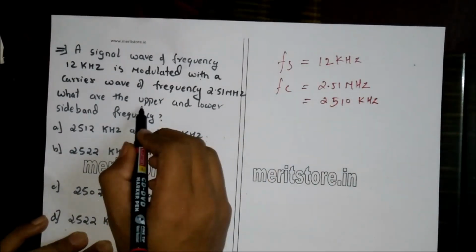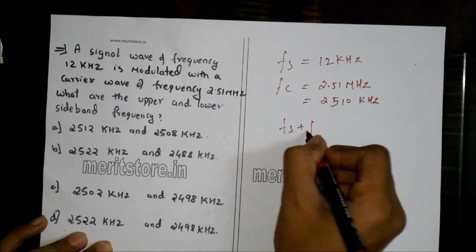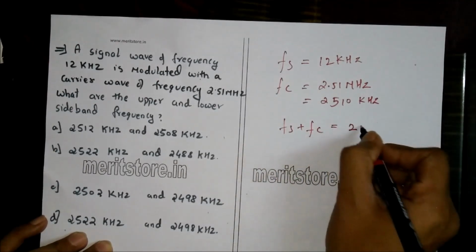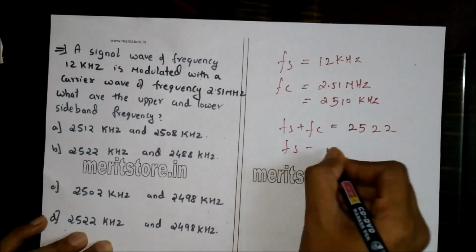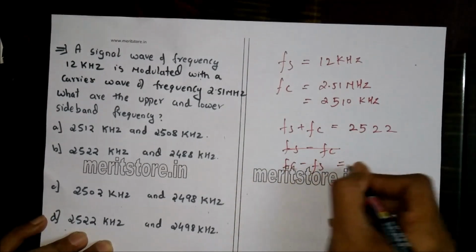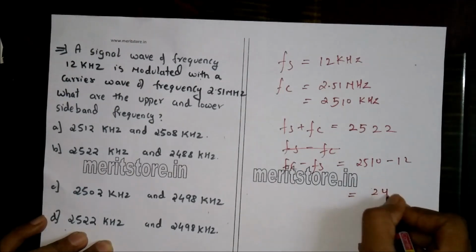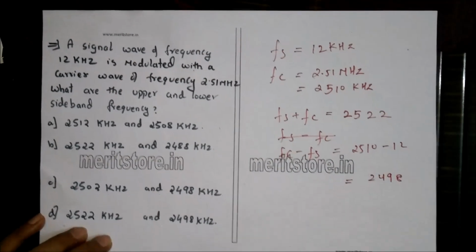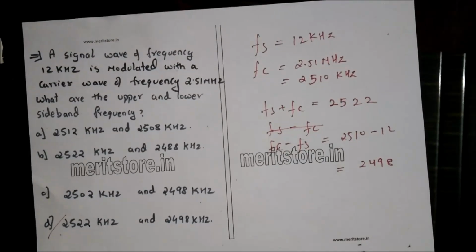Now the upper sideband frequency will be Fs plus Fc, which will be equal to 2522, and the lower sideband frequency will be Fc minus Fs, which will be equal to 2510 minus 12, which will be equal to 2498. So the correct option is option D, 2522 kilohertz and 2498 kilohertz.